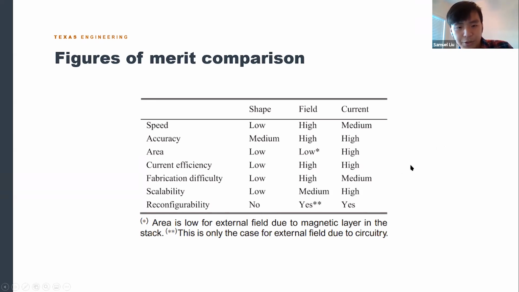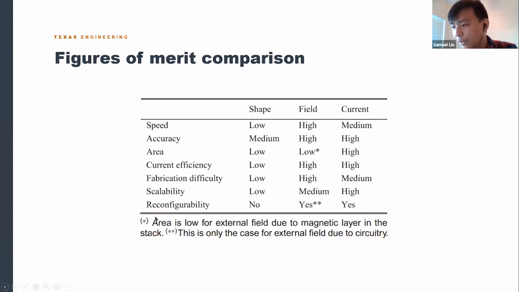And there's no significant current efficiency cost for the other types described. The fabrication difficulty for the field-driven device is higher due to the need for interface engineering if external field is introduced that way. But it would be similar to that of the current-driven case if it were introduced through an external wiring, for example. The scalability for the shape anisotropy-driven neuron is lower as well due to the tendency of the domain wall to pin on edge defects since it's a relatively weaker effect.